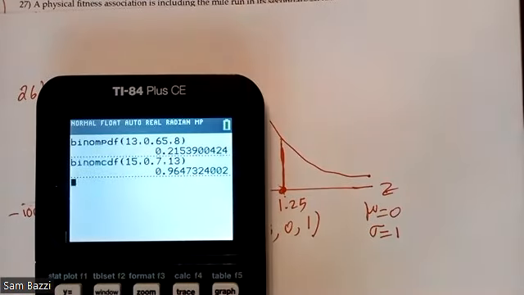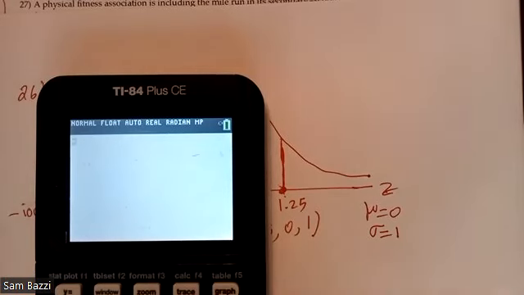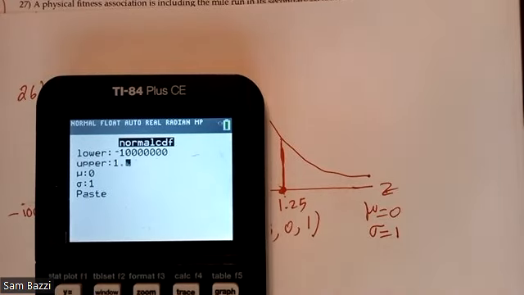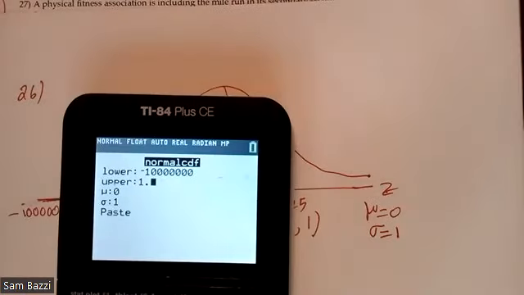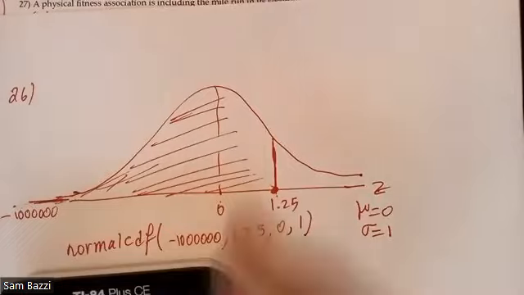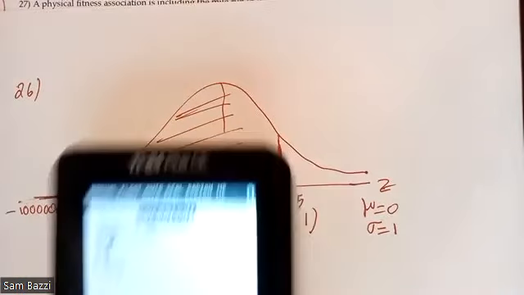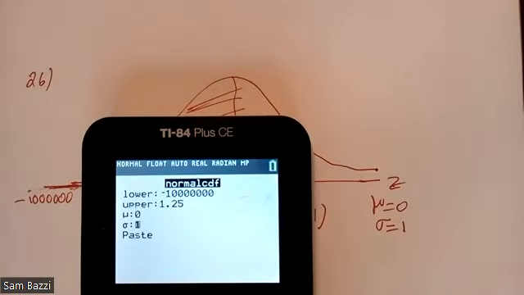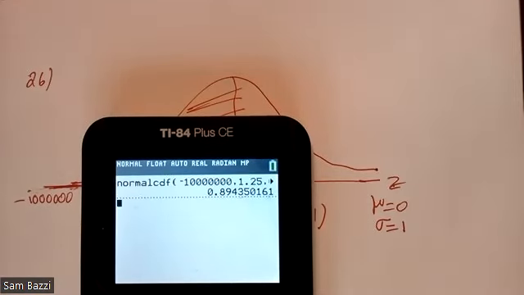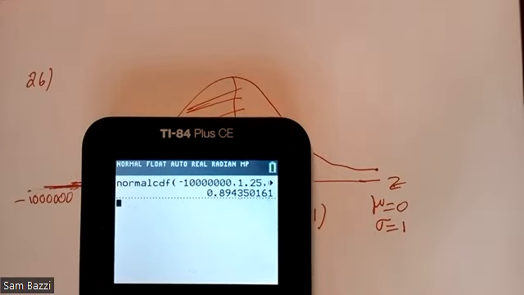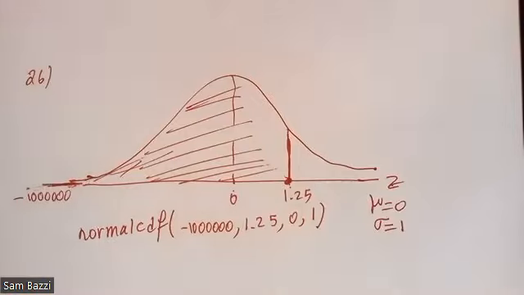Turn the calculator on. Go to second and variables. And it's number 2, guys. That's a very important formula. -1 million. Upper is 1.25. So always to the left, guys, when he says to the left, you start with -1 million. 0, 1, and then paste, which is 0.8944. So that's the answer.